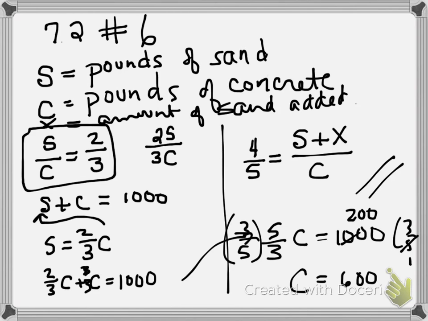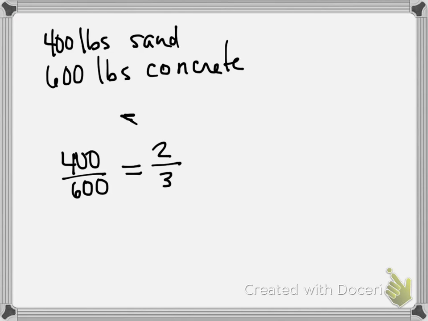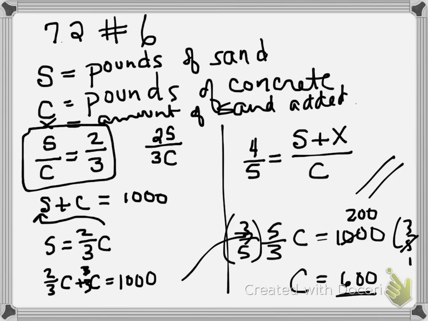So C is 600. So if I know that there are 600 pounds of concrete, how much sand is there? Hopefully there should be 400 pounds. Okay, so I have 400 pounds of sand, and I have 600 pounds of concrete. Now, just for fun, let's check. Is 400 to 600 in the relationship of 2 to 3? Yeah, you can go ahead and reduce that, and it is. So that's good. Okay, so now if I go back to our equation, I'm going to go back on this page, and I have this here.